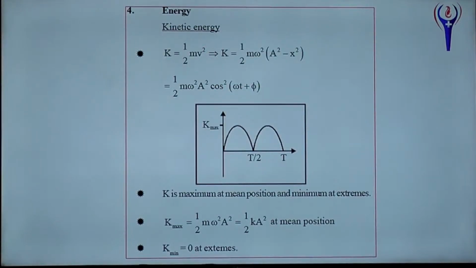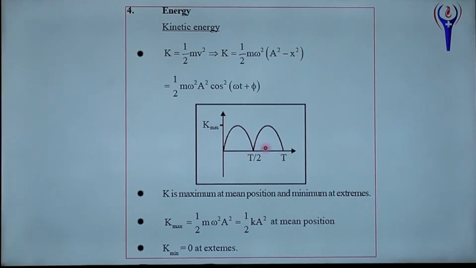Energy. Kinetic energy K equal to half m v square. We know v equal to omega root of a square minus x square. So on substituting, half m omega square (a square minus x square). And also we know in another term, half m omega square a square cos square(omega t plus phi).